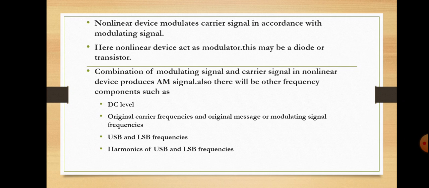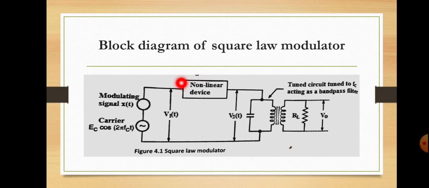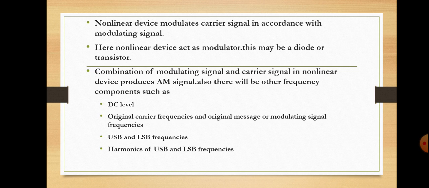So, here the function of the nonlinear device is to modulate the carrier signal in accordance with the modulating signal. This is a nonlinear device, and basically it will be a diode or a transistor, and it is used to modulate the carrier signal, that is, the carrier amplitude will be varied in accordance with the amplitude of the modulating signal. So, here the nonlinear device acts as a modulator, and the combination of the modulating signal and the carrier signal in the nonlinear device produces an AM signal.